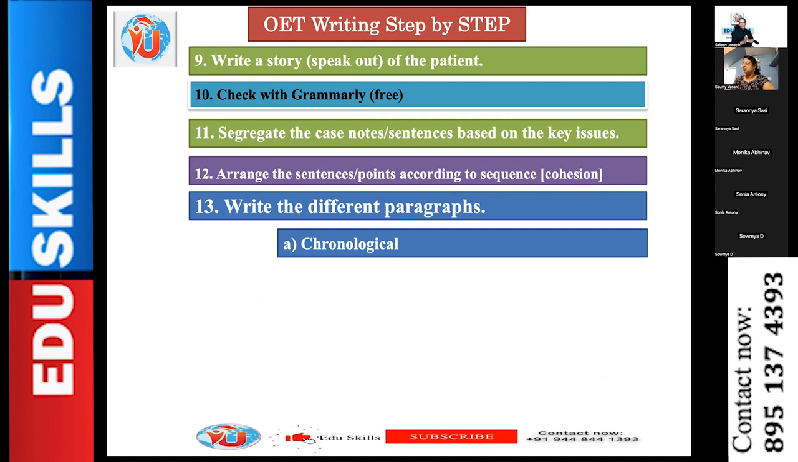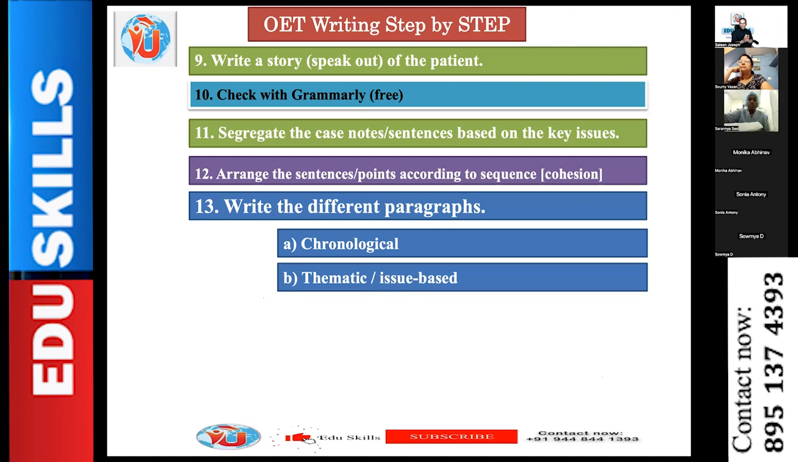So one paragraph contains one concept or one time frame. If you are ordering your paragraphs chronologically, for which I'll be giving examples, you will be going date by date. Major dates will be considered, and one paragraph will include only one time framework. The second one is thematic or issue based. As I said, if you have many issues, one or two or three issues, you will be sequencing and ordering your paragraphs as per the issues. The main issue will come first, then the secondary issue, then the third issue.